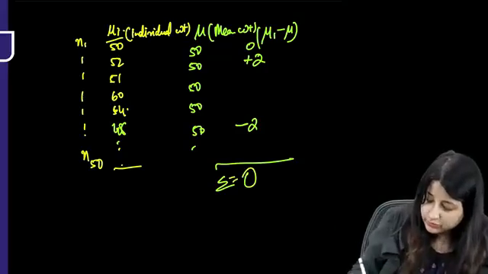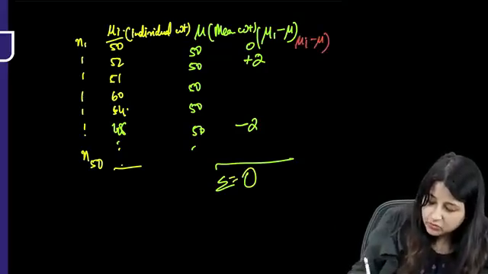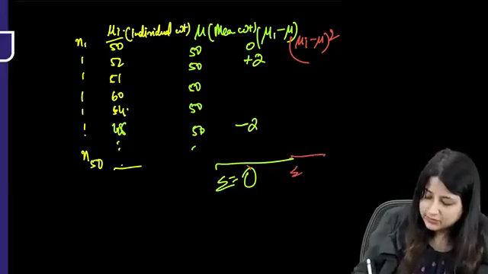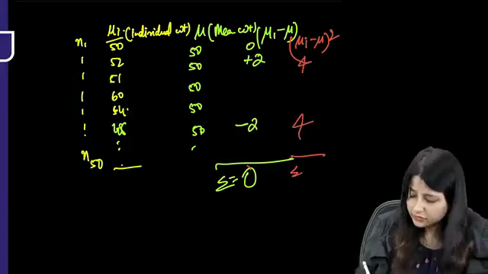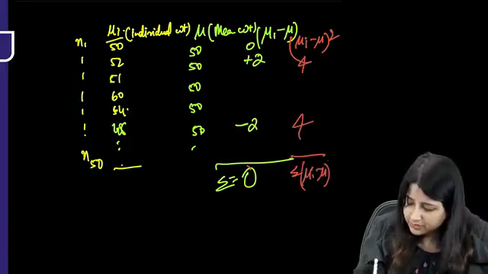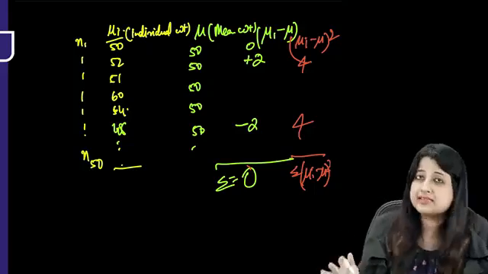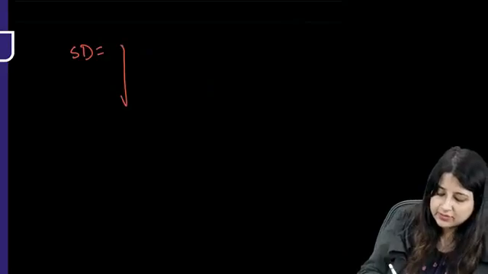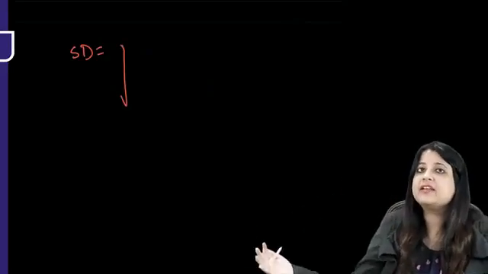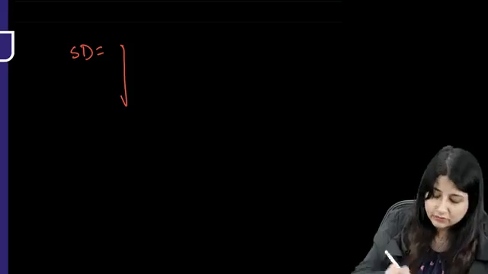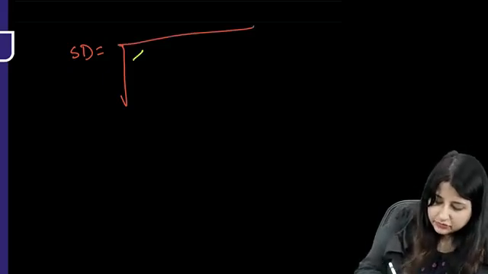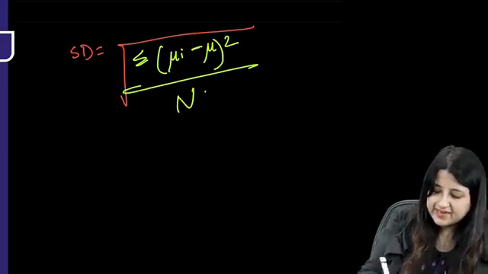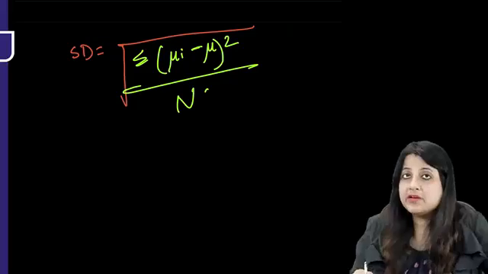Therefore, in the next step, what do we do? We take mu I minus mu whole square to remove this effect of positives and negatives. This will be 4, this will also be 4, just to make you understand. Then we sum it up: mu I minus mu whole square का sum कर दो. Since you squared it, in the final formula we have to remove the effect of the square, so we put a square root. So that is the square root of the sum of mu I minus mu whole square divided by n. This is the formula for standard deviation.